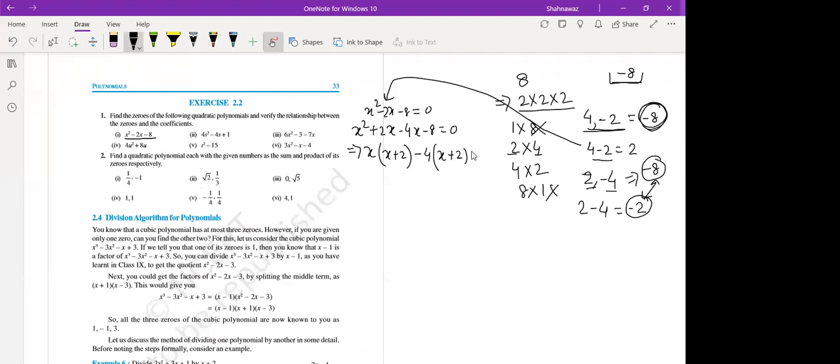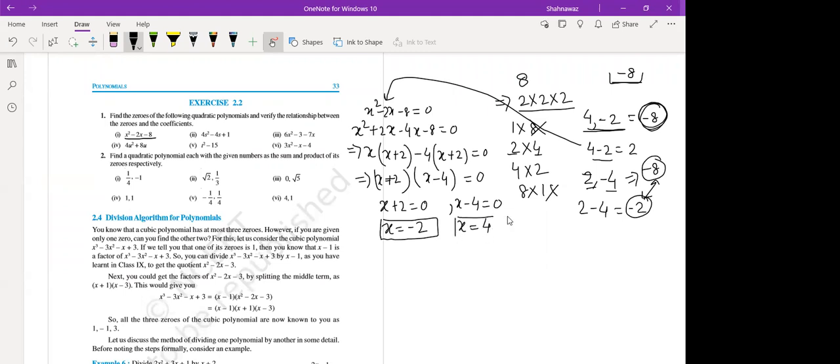So this will be x plus 2 equals to 0. Again take x plus 2 common and x minus 4. So what will be the solution? One solution will be x plus 2 equals to 0, and the other solution will be x minus 4 equals to 0. So one answer will be minus 2, and the other answer will be 4.